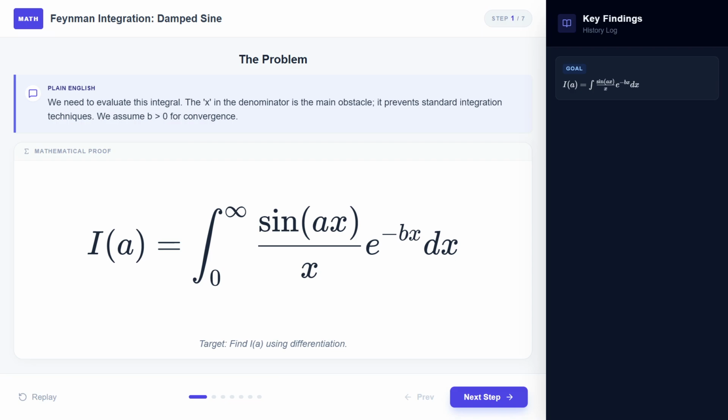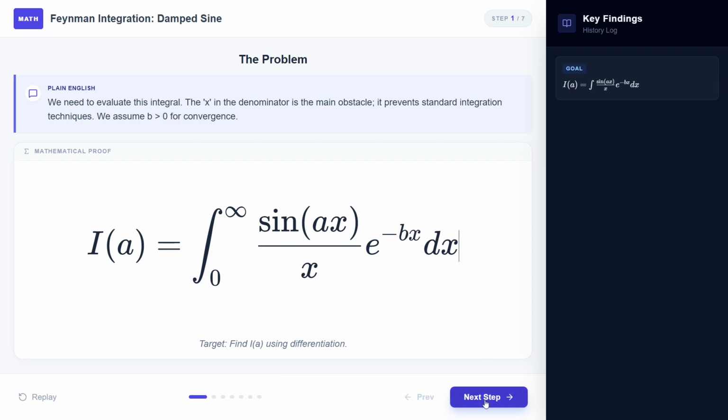Today we're going to be developing a new integral formula using Feynman integration, aka differentiation under the integral sign. All right, so this is the integral that we want to develop a formula for, right here. The x in the denominator is the main obstacle, of course. It prevents standard integration techniques. And for this, we're going to assume that b is greater than 0 for convergence purposes.